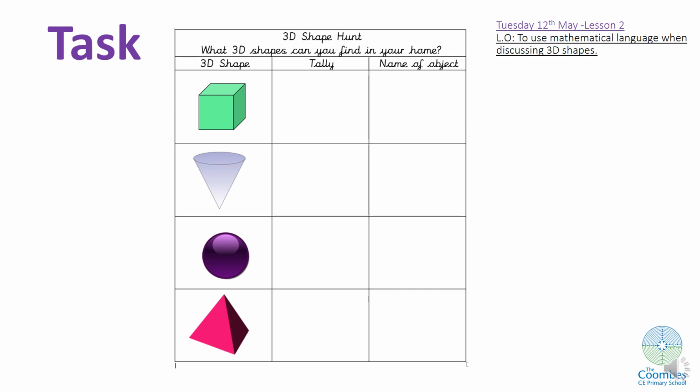Okay, every time you find one of those things, you just pop a line in the box that says tally, and then once you've finished your shape hunt, you can write the number of the shape that you found. You can then challenge yourself to write down what the name of that object was. Okay, it would be a really good discussion as well if you could talk to the people in your home and tell them how you knew a shape was that name shape. So how you knew that the ball that you picked up in your house was a sphere.